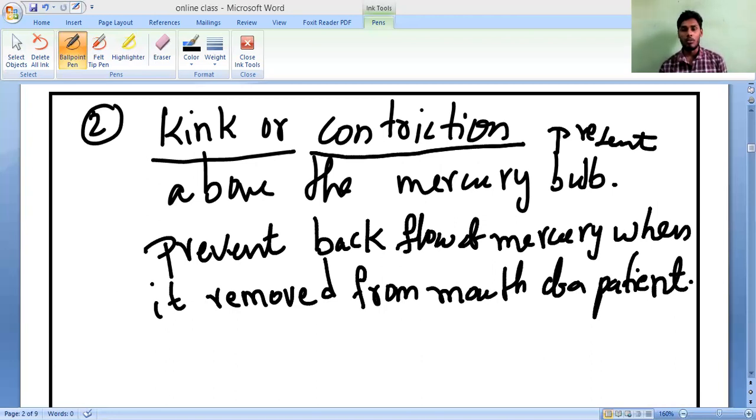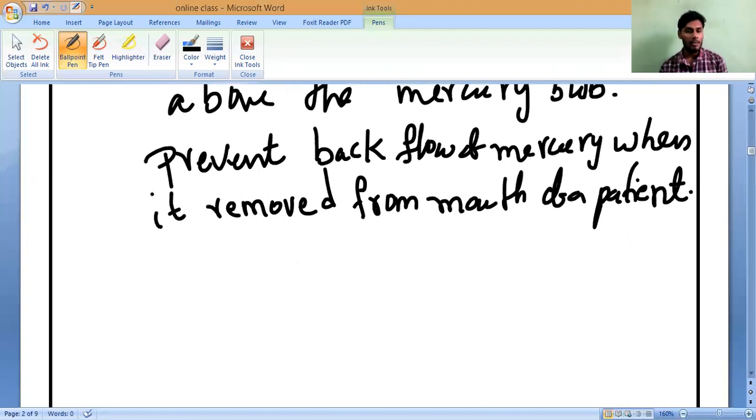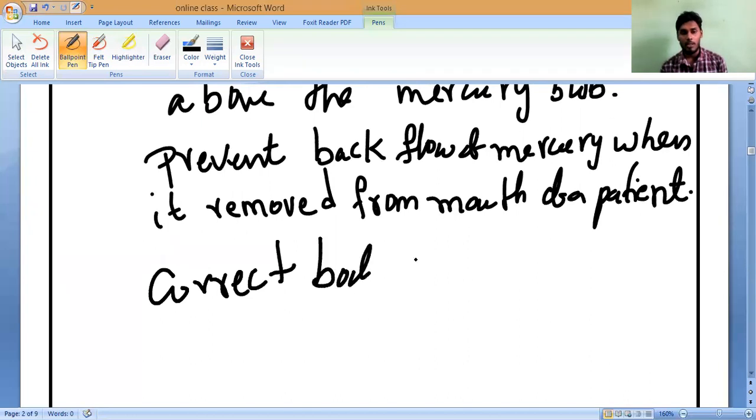Understanding? Even after removing the thermometer from the patient's body, we can measure the original temperature. What can we measure, Mari? We can read the correct original body temperature of the patient. That is why we are using this as a clinical thermometer.